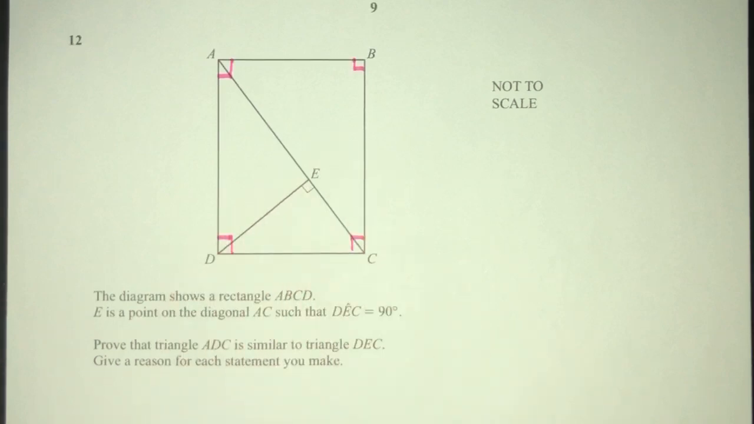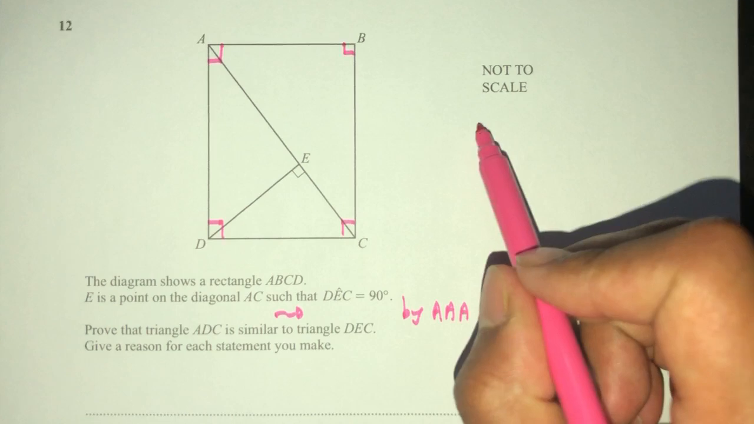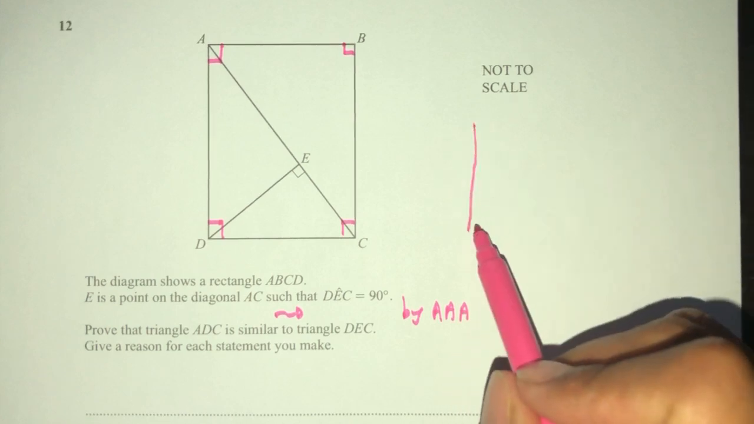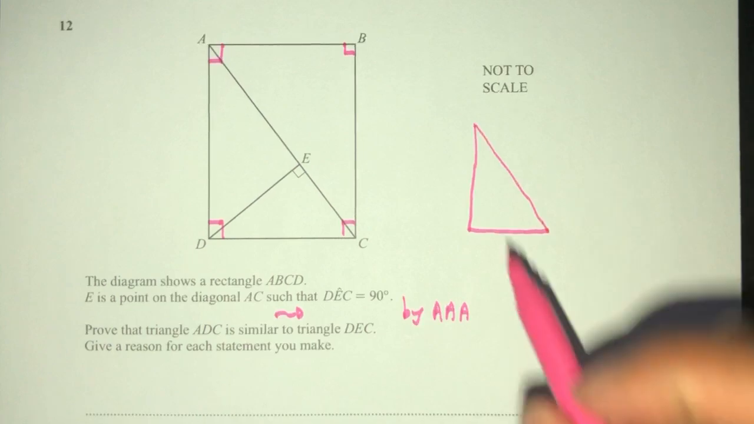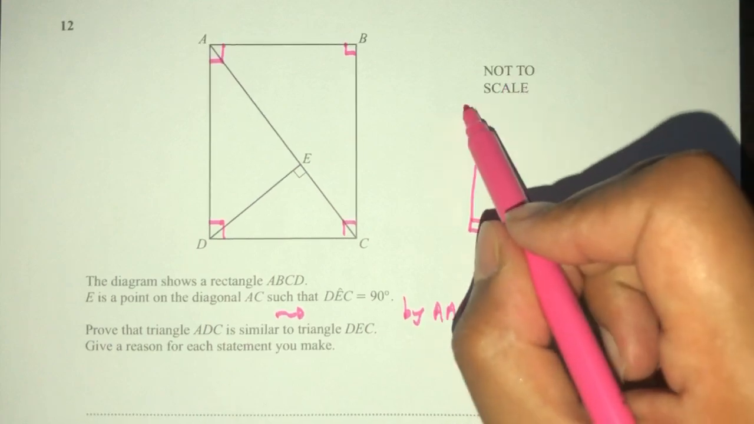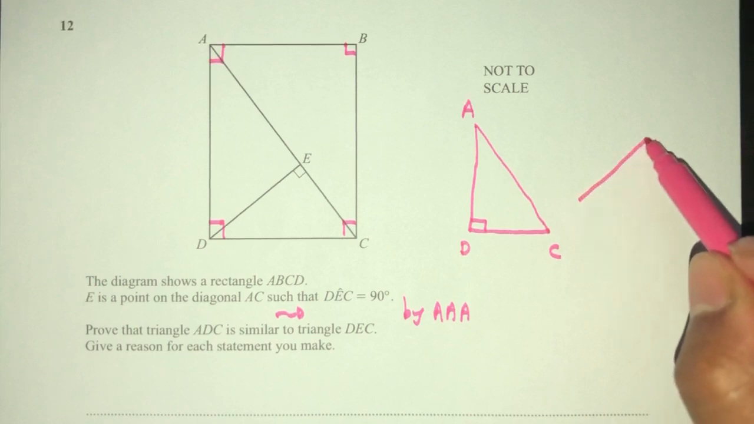So again, we have to prove similarity. One of the ways of proving this is by AAA, proving the corresponding angles are the same and hence they are similar. So what we can do right now is take out the triangles. Here we have the big one, ADC. This is the big one. This is 90 over here. This is ADC, and the small one is this one.